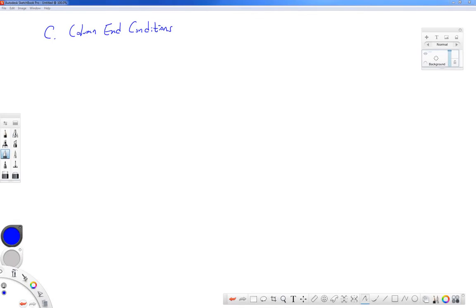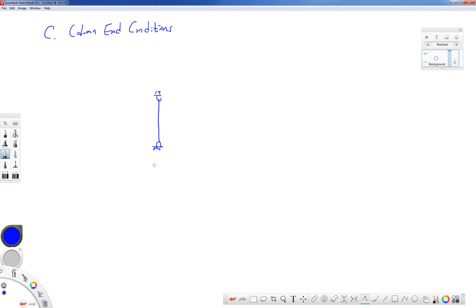In this lecture, we're going to talk about different column end conditions. In the previous lecture, we derived the Euler buckling equation for pin-ended columns. But in addition to having a column that's pinned on each end, let me just sketch that out. I won't draw the buckling guide. Here we have a pin down here. I'm just going to simplify this with a straight line and a pin on top.